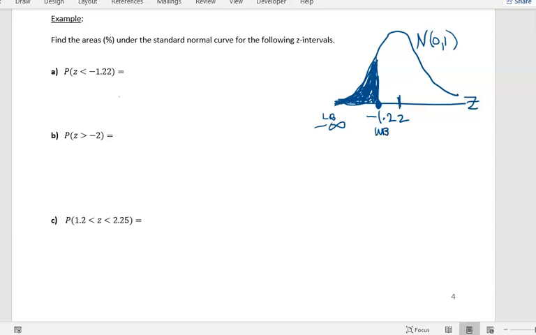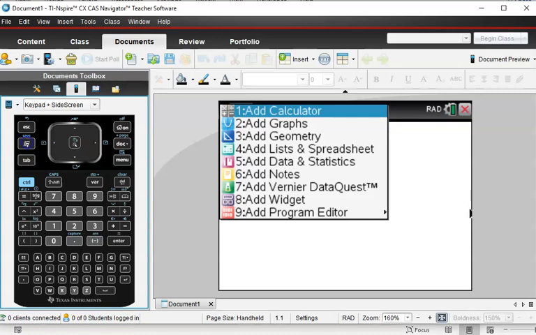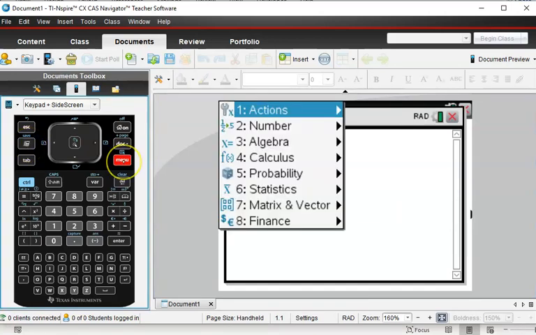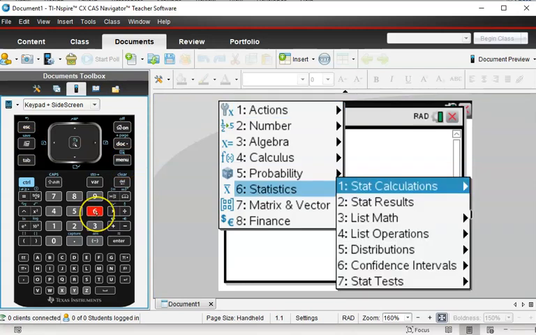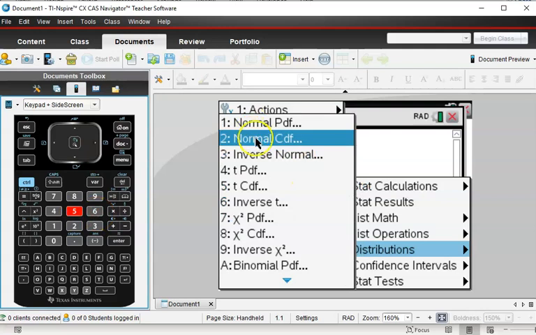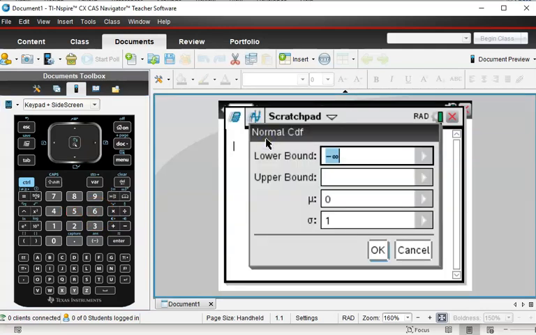I'm going to go to my calculator here, and I'm just going to use a regular, ordinary calculator page. I'm just going to do this in the scratch pad. So I'm going to press menu, statistics, distributions, and then there are several things that say normal here. I want number 2, NormCdf. And notice it says lower bound, negative infinity. Awesome. It already defaults there. So I want the upper bound.